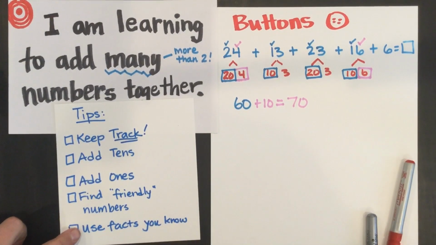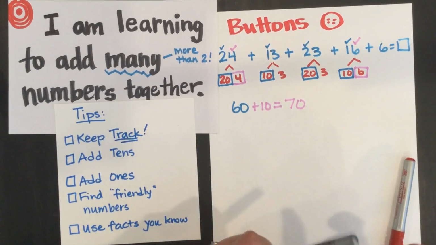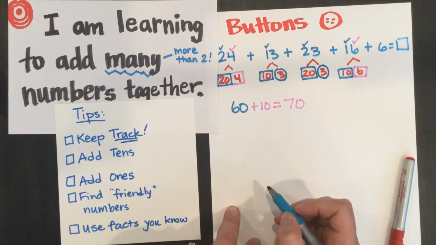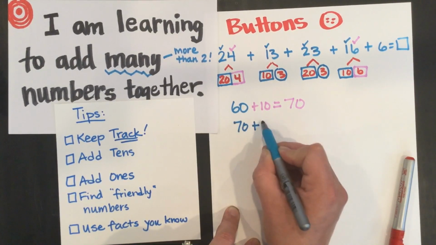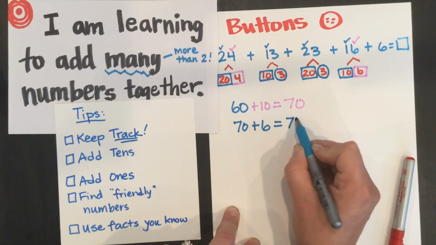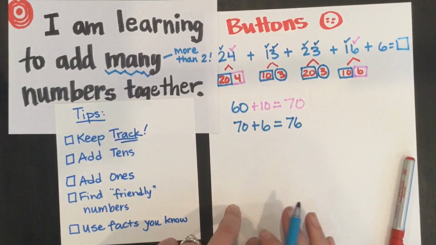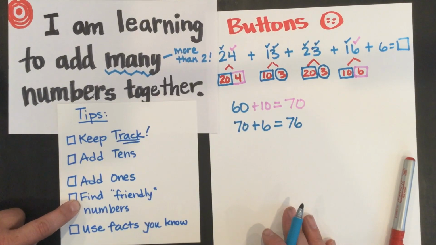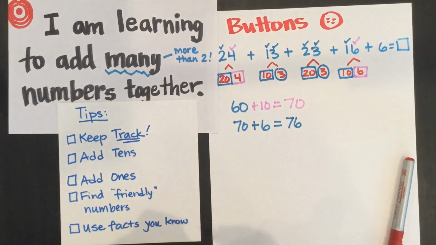Now, again, using facts that I know to solve my problem, I can see right here that this 3 and this 3 make a 6. I'm at 70, so I'm going to add the 6, and now my new total is 76. And I've used the 3 and the 3. So now I've first added some 10s, I added some 1s, I found a friendly number, and I was also using facts I know, like I found a double, I found a 10 fact.